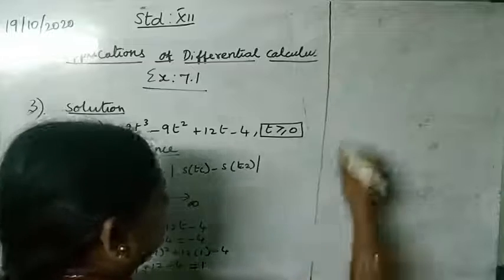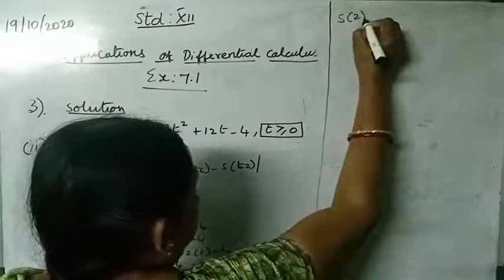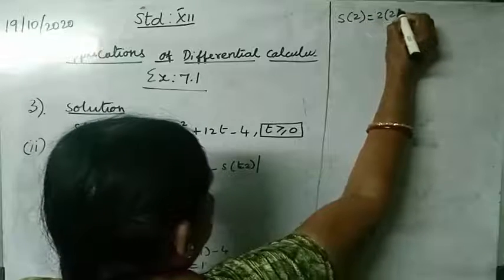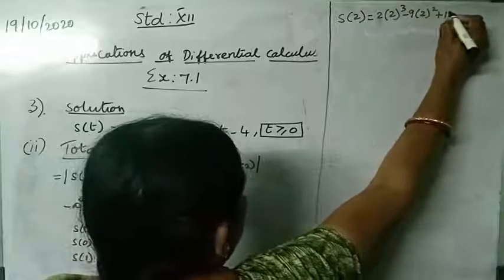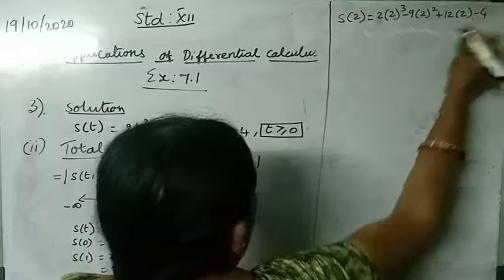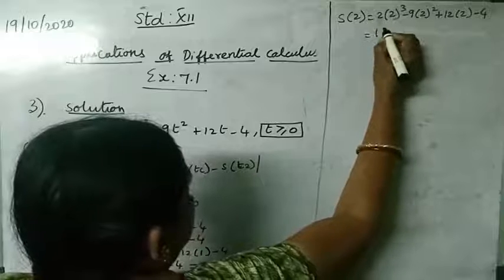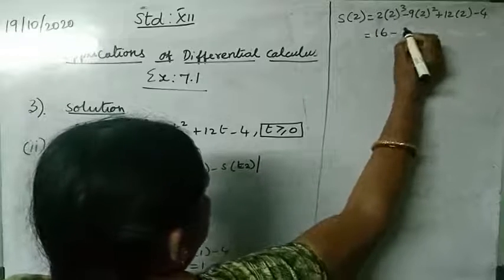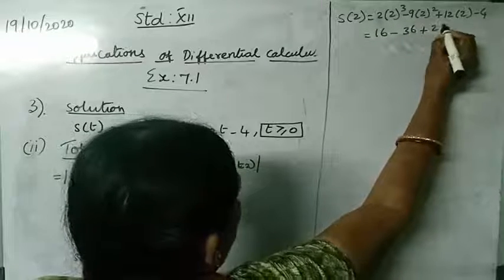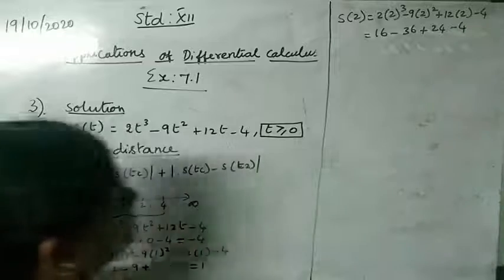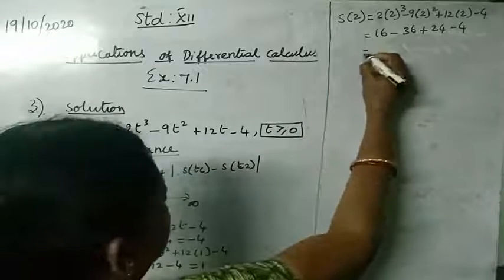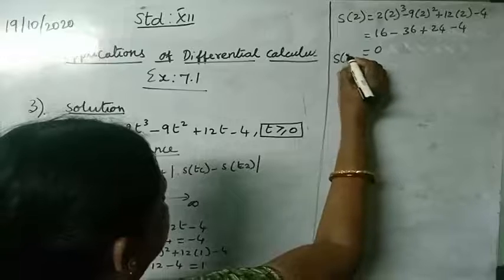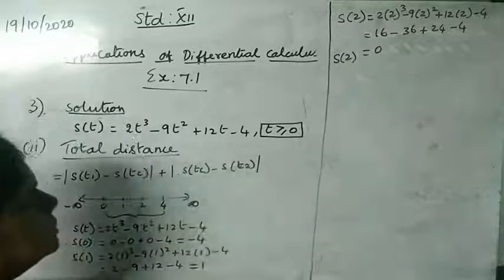Now find S of 2, which is 2 into 2 cube minus 9 into 2 square plus 12 into 2 minus 4. So 8 2s are 16, 4 9s are 36, plus 24 minus 4. So 40 minus 40 is 0. So S of 2 equal to 0.